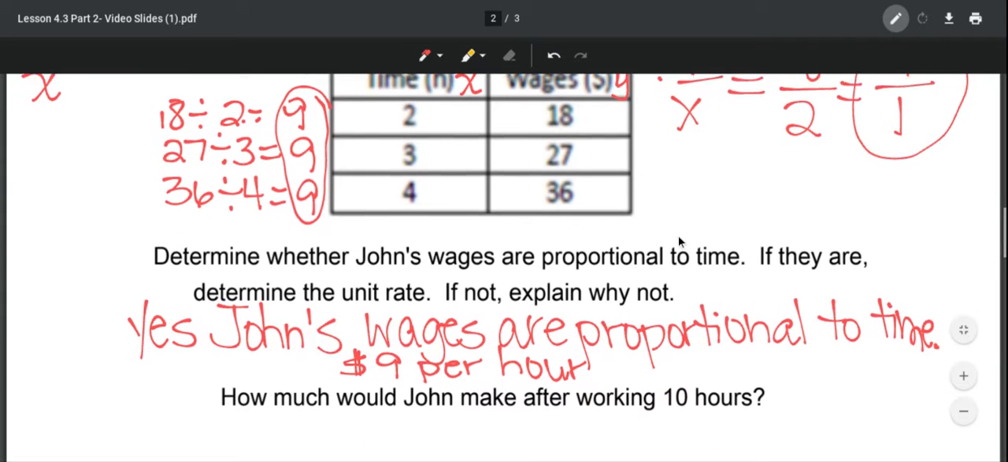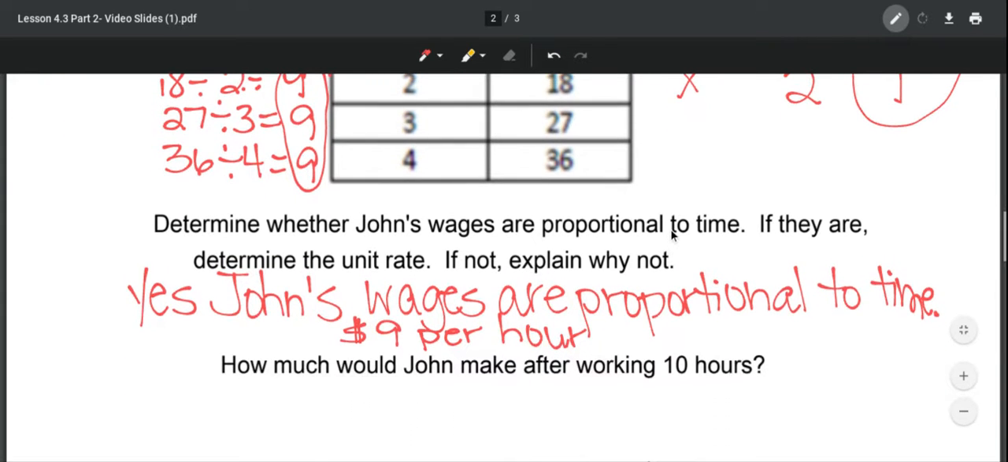Our next question asks us, how much would John make after working 10 hours? Well, if we know he is making $9 per hour, then to find out how much he would be making after working 10 hours, we would simply multiply 9 times 10 to give us $90.